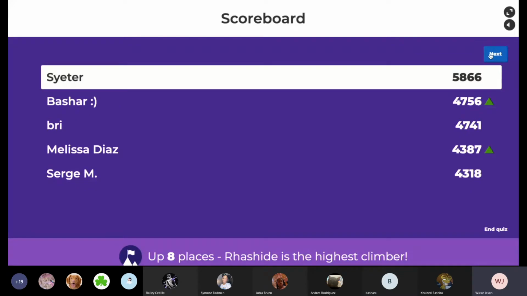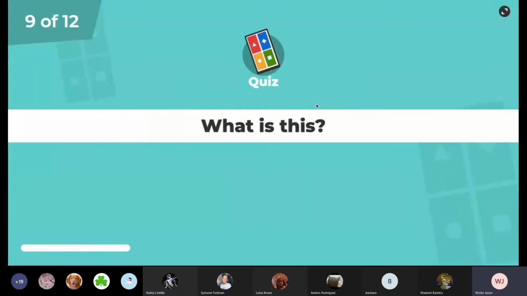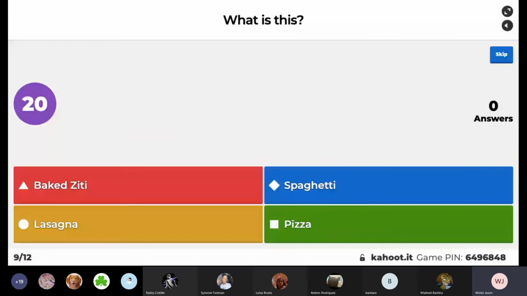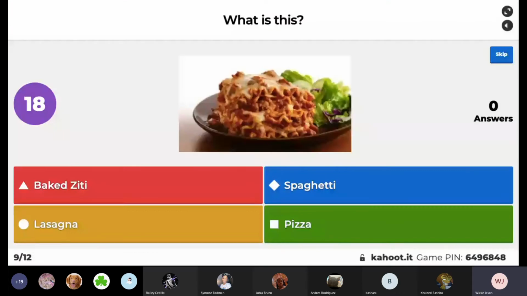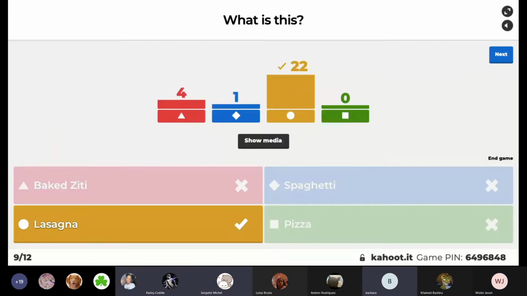All right, Bashar up into second. Question 9. Red, baked ziti. Blue, spaghetti. Yellow, lasagna. Or is it green, pizza? It looks like lasagna. This is my favorite food. If somebody gets this, yes, this is lasagna. My mum is so obsessed with lasagna. Whenever she goes to an Italian restaurant, that's all she ever asks for. Just ask for lasagna.